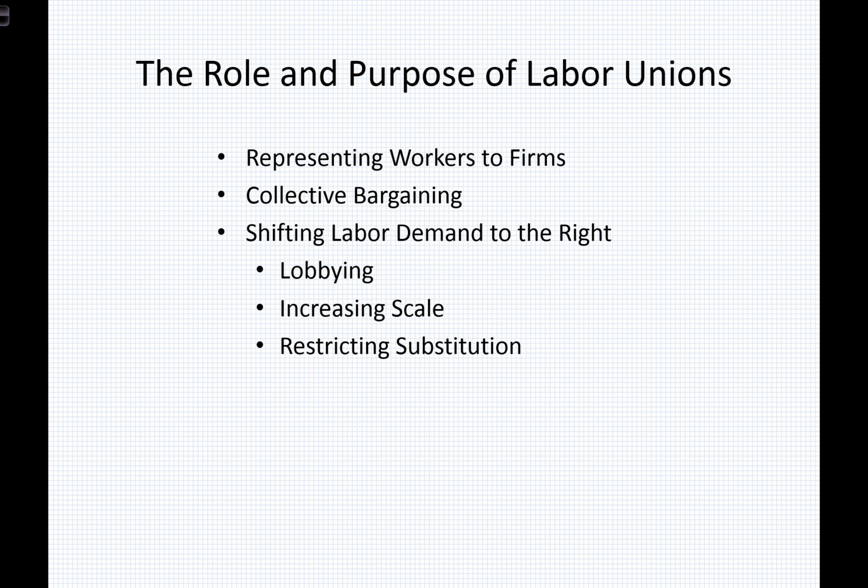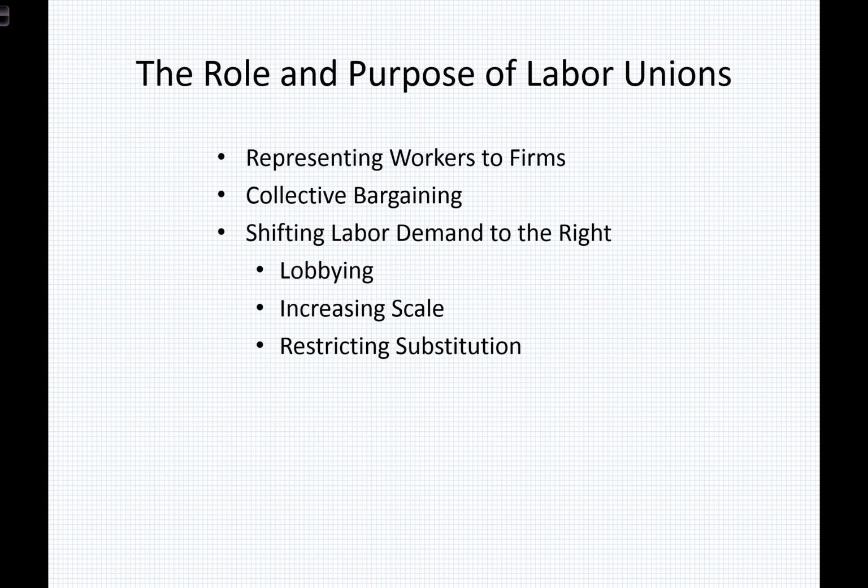So when the workers need to be represented to the firm, the labor union in this case sits on the side of the table with the workers, but then also the labor union sits on the side of the table with the owners of the firms. So that creates kind of an interesting dynamic, and I'm not sure how this plays out long term. We'll see this over a period of years, but I thought it worth mentioning. The biggest role of the labor union, at least the most visible role, is in collective bargaining.